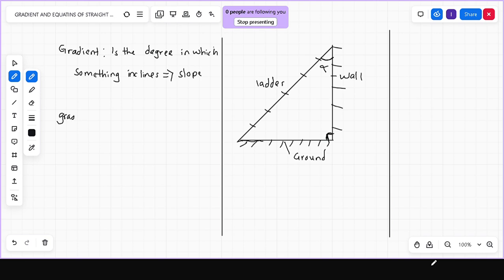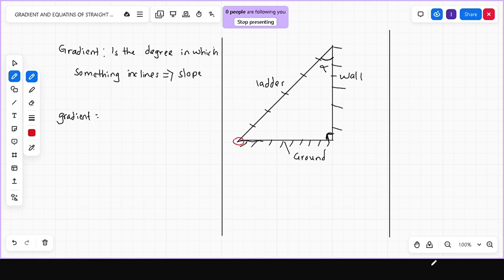We can be given the height of the wall and the distance between the foot of the ladder and the foot of the wall, from this particular point, the red mark, to this particular point. So when I'm given the distance between the foot of the ladder and the foot of the wall and the height of the wall, we need to find the gradient by finding the ratio.